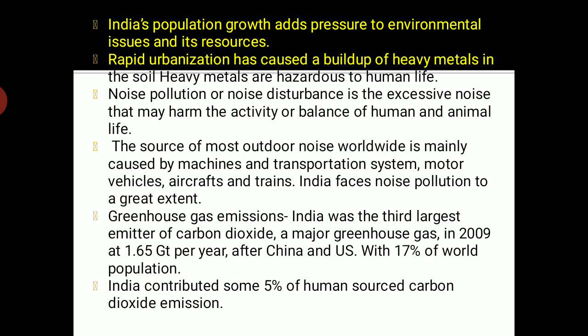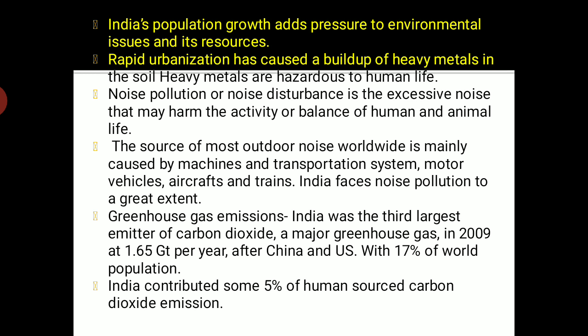Next is, we all know that India's population is growing very fast, and that is why there is constant pressure on the environment, right? Because rapid urbanization has caused many problems, and there has been a constant build-up of heavy metals in the soil, and heavy metals are hazardous to human life. That means there is rapid urbanization, and this causes so many consequent problems also.